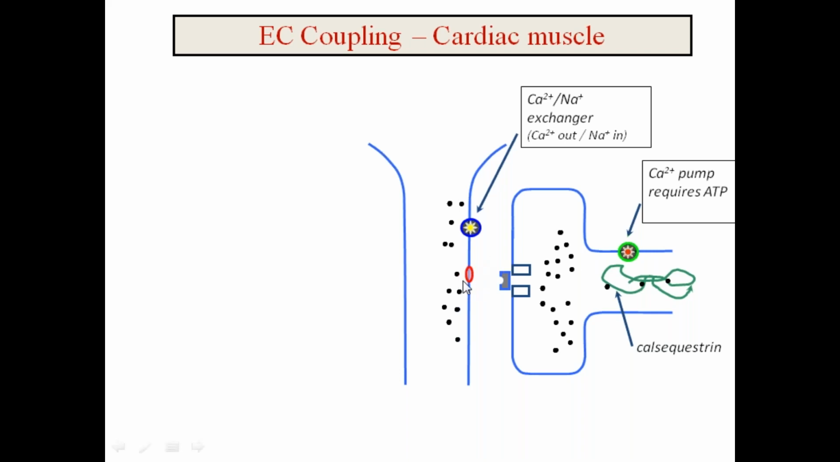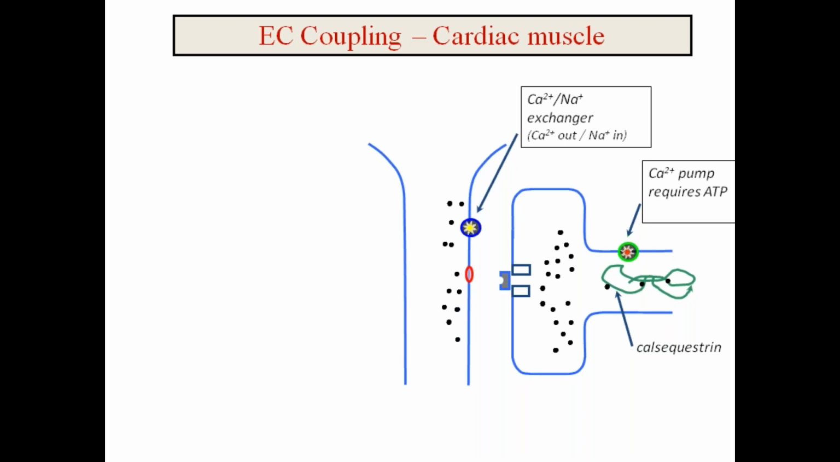This red one is your dihydropyridine receptor, and there is a ryanodine receptor in the terminal cisternae of your cardiac muscle. But here you don't have any physical connection between the dihydropyridine receptor and the ryanodine receptor, which is present in the sarcoplasmic reticulum. Now, what happens when there is a genesis of action potential?